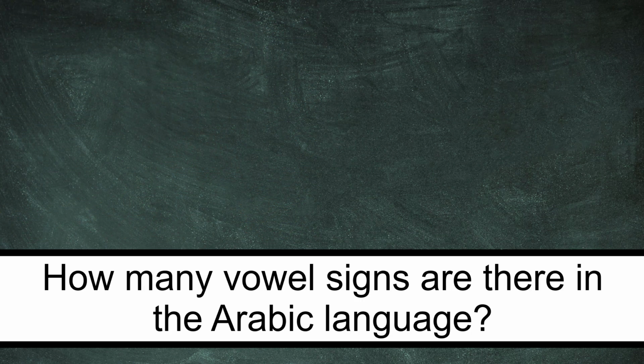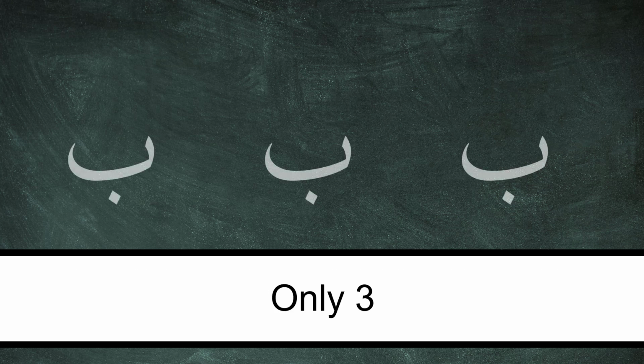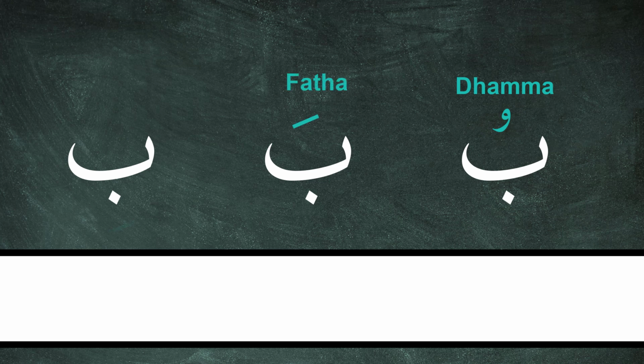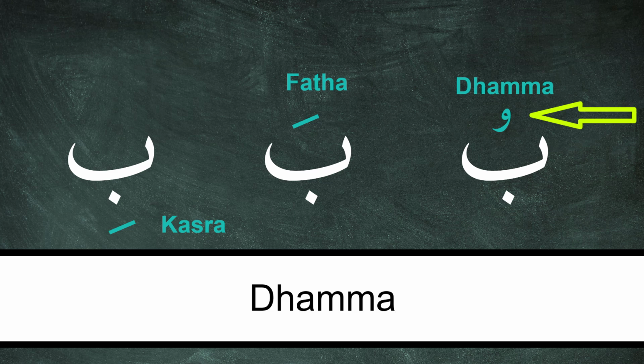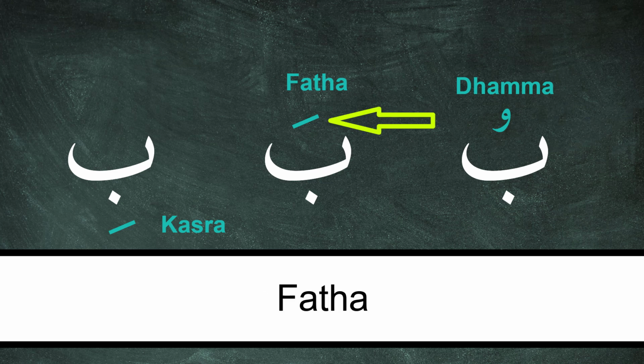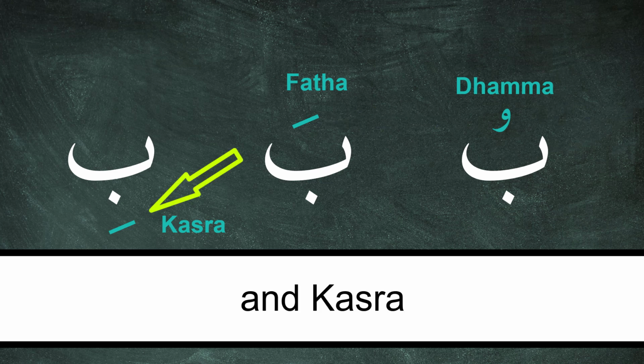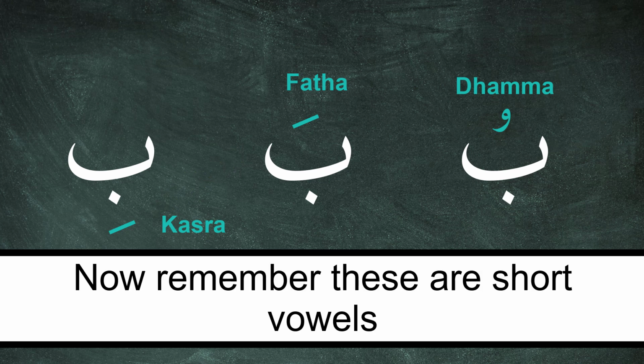Now, how many vowel signs, brother, in Arabic language? Only 3. Dhamma, Fatha, and Kasra. Are you with me, brother? Now remember, these are short vowels. Okay, they are short vowels.